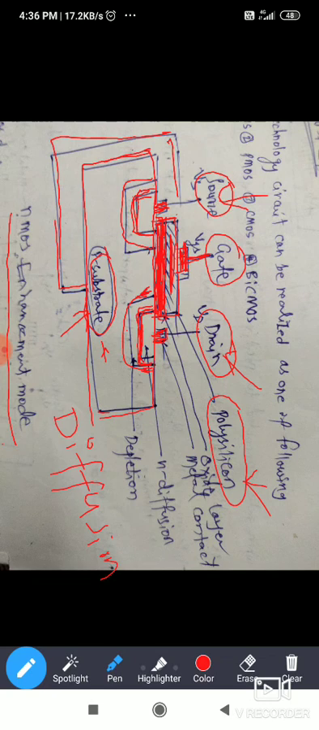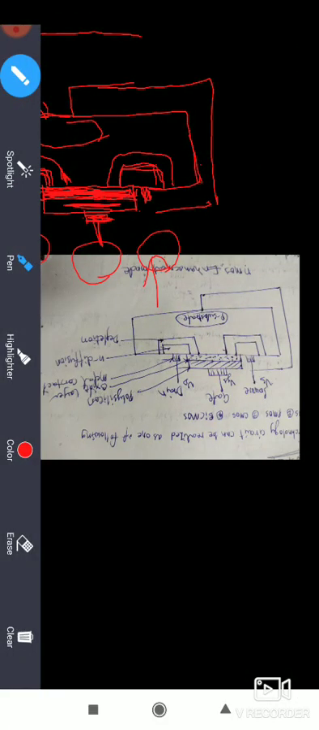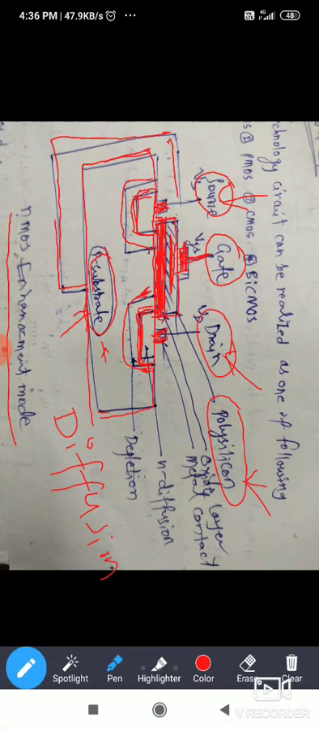In the enhancement mode MOSFET, the channel is absent. Generally the channel is not present. Based on the applied voltage, we use VGS. When VGS is greater than the threshold voltage, that is, VGS at a particular voltage.